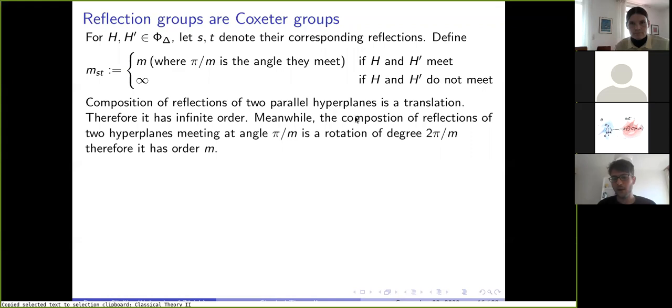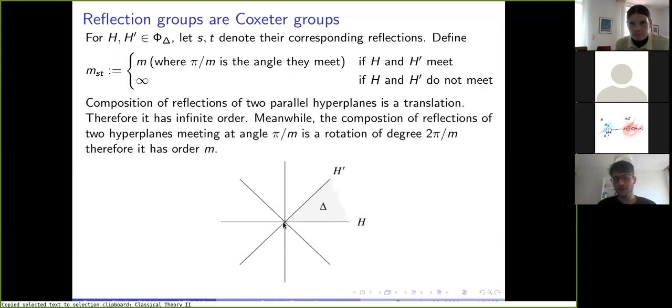And meanwhile, the composition of reflections of two hyperplanes meeting at an angle pi over m is the rotation of degree 2 pi over m. Therefore, it has order m. To see this, you can think of the intersection point, right? And orthogonal transformations preserve lengths, distances. So if you reflect along these two, the intersection point doesn't move. So any point will have to move on a circle.